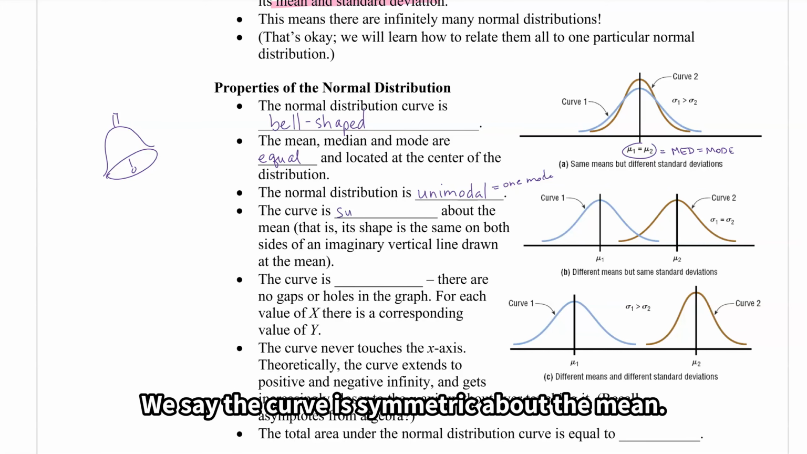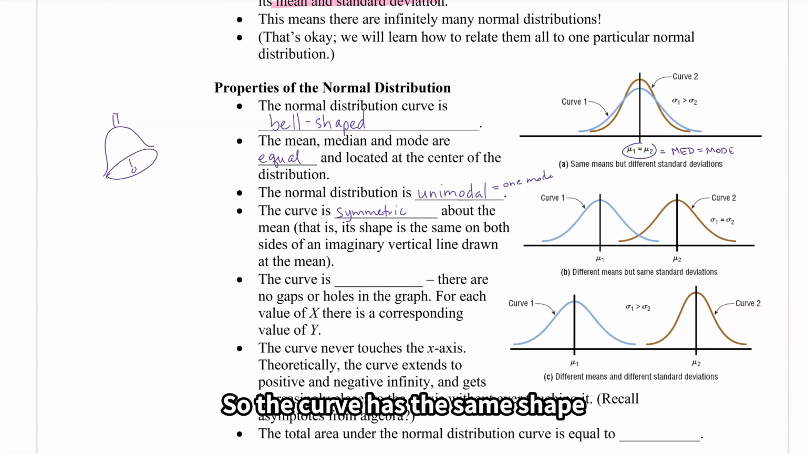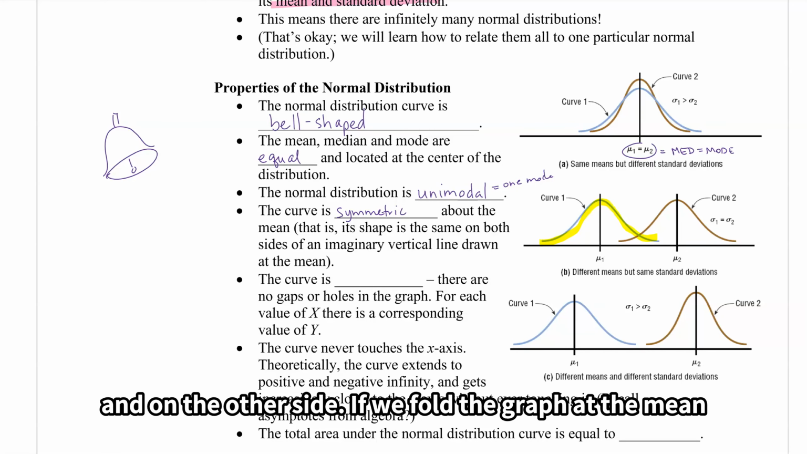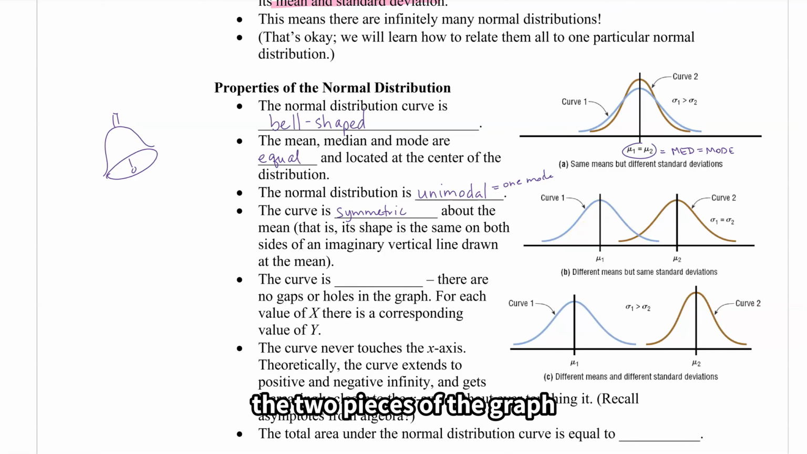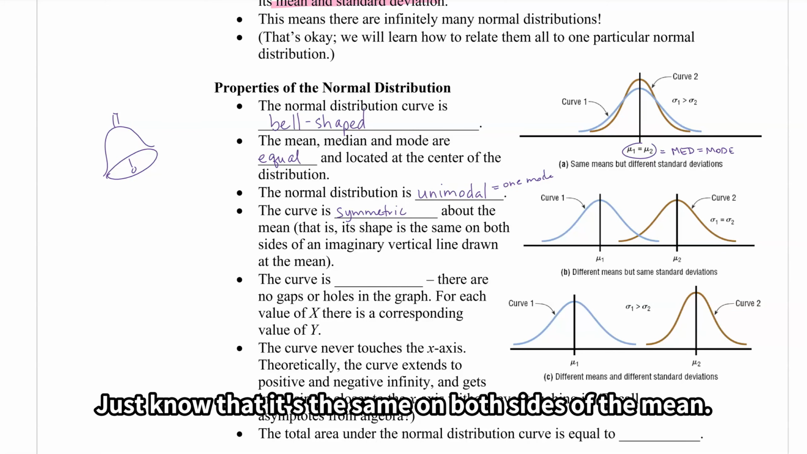We say the curve is symmetric about the mean. So the curve has the same shape on one side of the mean and on the other side. If we fold the graph at the mean, the two pieces of the graph would collapse on top of each other. Just know that it's the same on both sides of the mean.